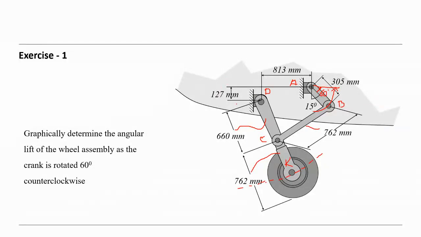And here this distance is 127 millimeters. So using the compass and protractor, okay, here to indicate the 60 degrees, we can easily draw the new position graphically.